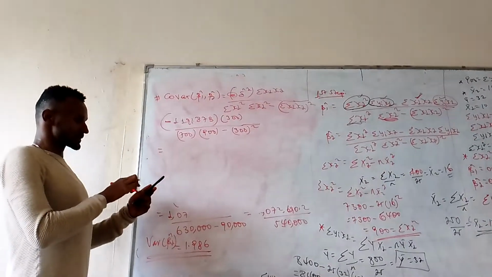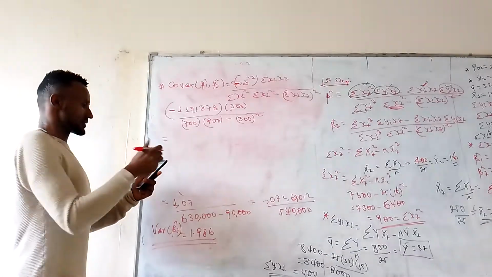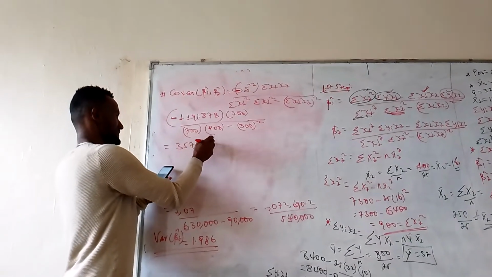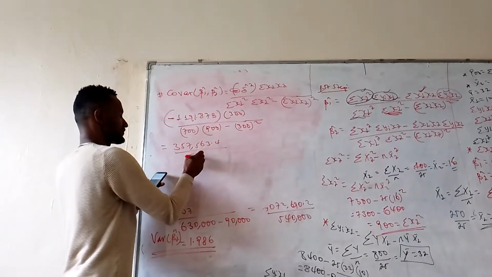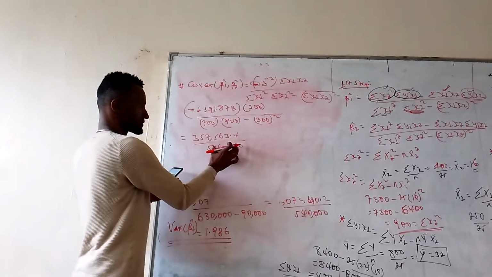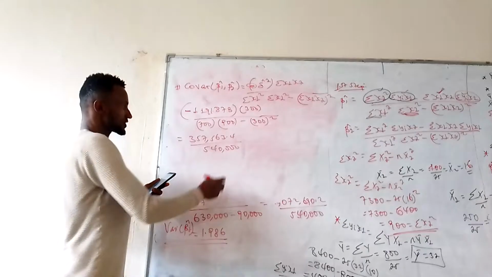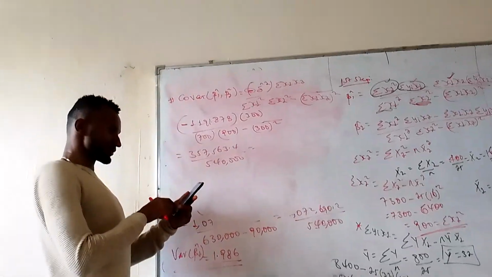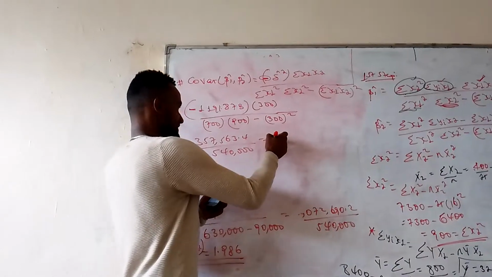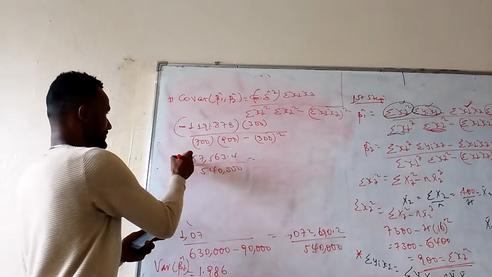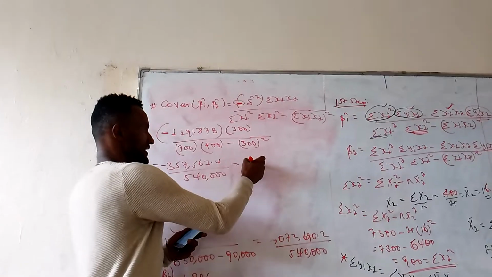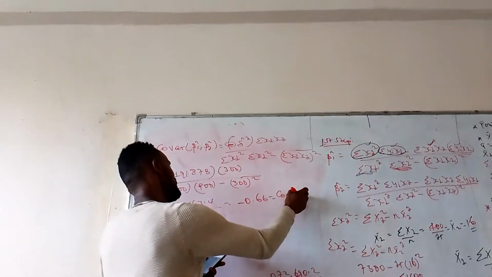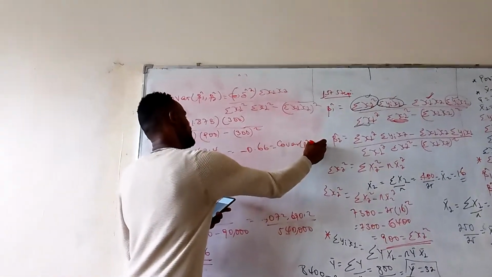1191.878 times 300. Then the product of these two terms is 63.4 divided by 54. Still, this one is constant because it is similar to these values. So let me take the ratio of these two numbers, divided by 54000. So this is negative. These are negative values, and also this will be negative 0.66, which is equal to the covariance of beta 1 hat and beta 2 hat.